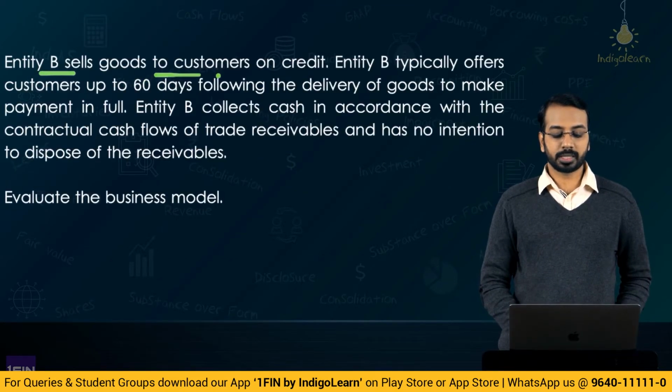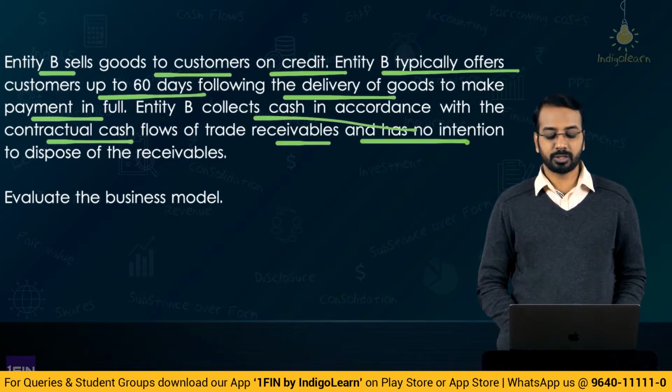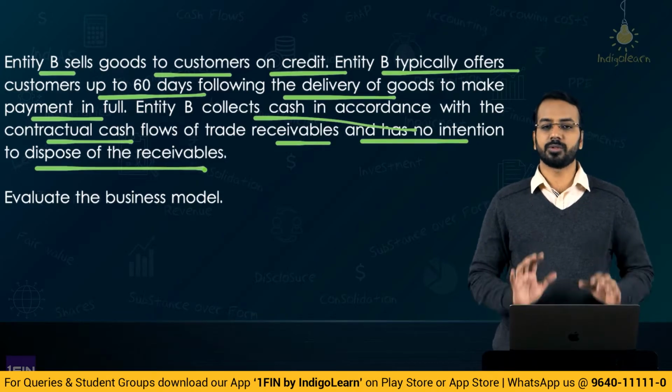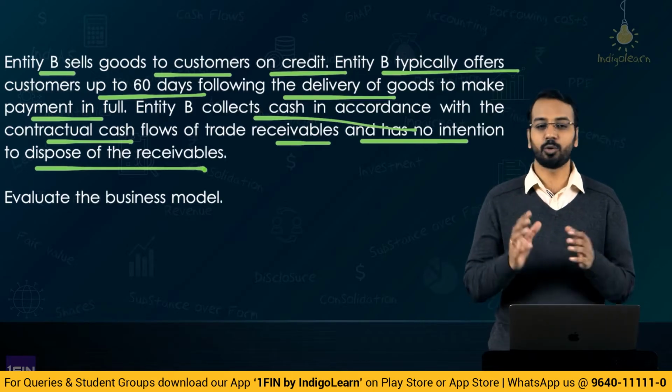Let's have a look at another question. Entity B sells goods to customers on credit. Entity B typically offers customers up to 60 days following the delivery of goods to make the payment in full. So, a normal sale transaction. Entity B collects cash in accordance with the contractual cash flows of trade receivables and has no intention to dispose of the trade receivables. So here, what is the intention? The intention is to collect money from the debtors. They don't want to sell the debtors.